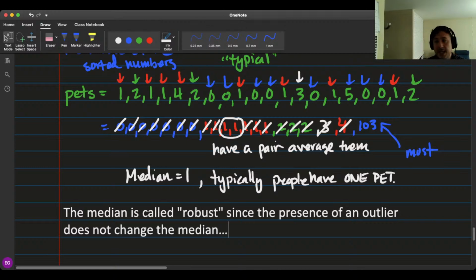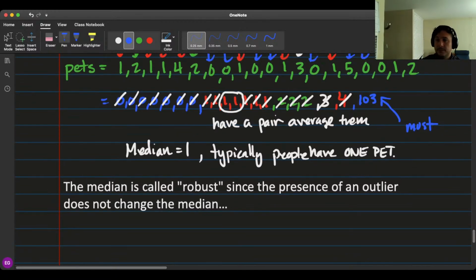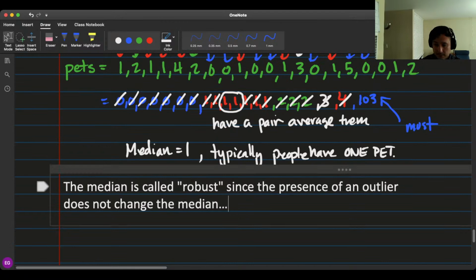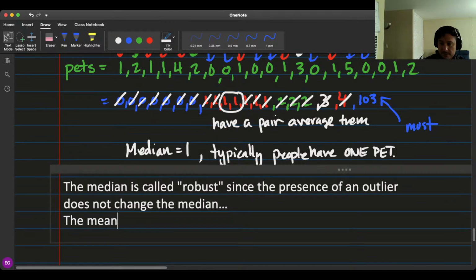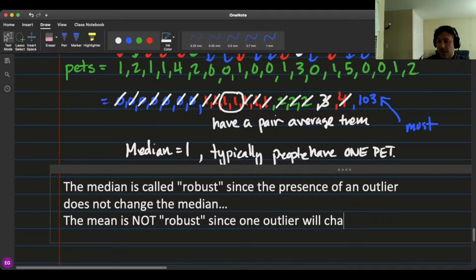Interesting fact, the mean is not robust. It does change if you have an outlier. The mean is not robust since one outlier will change the value of the mean.